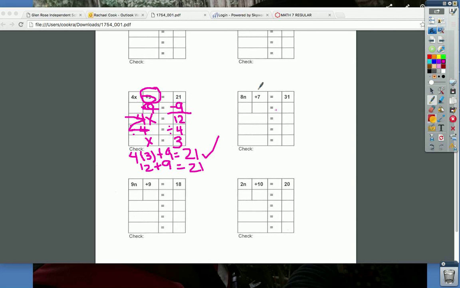On the next 3, you'll do the same thing. You'll go to the side of the equation, move this number over first by subtracting, and then you'll move this 8 over by dividing by 8, and then make sure you check. Same thing here. You're going to move this 9 over first by subtracting 9, and then you'll bring this 9 over by dividing by 9, and same thing here. You're going to move the plus 10 first, move that over, and then you'll move the 2 over by dividing by 2.